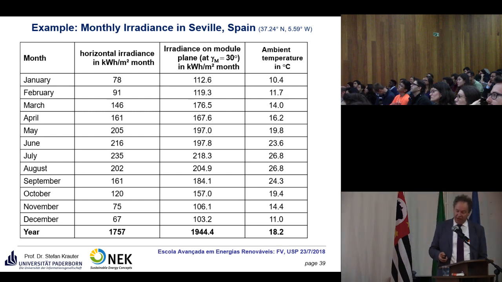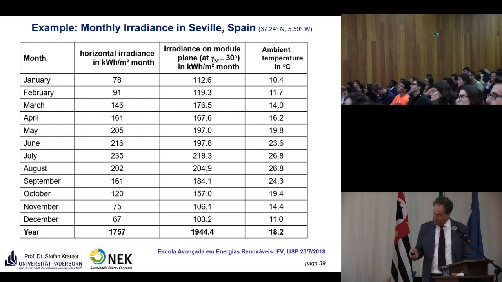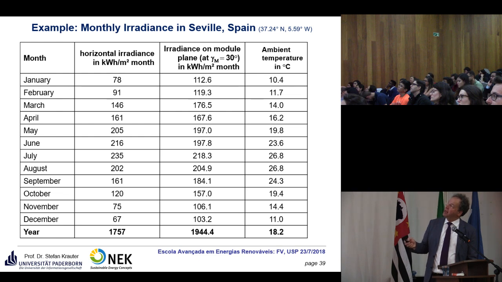What is the difference if we tilt the model? This is now for the south of Spain, the city of Seville. We look here, for example, at the irradiance. You see, generally in Spain the irradiance is much better than Germany, but in winter it's quite low, 78 kilowatt hours per square meter per month. That's about 2.1 kilowatt hours per day or something like this.